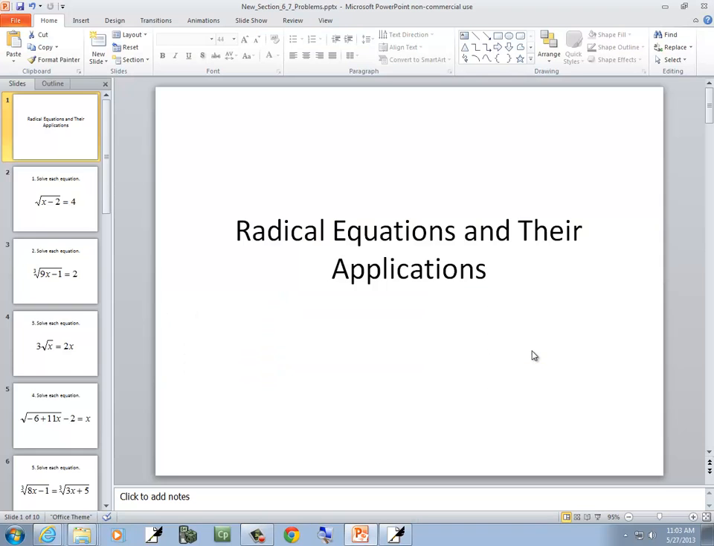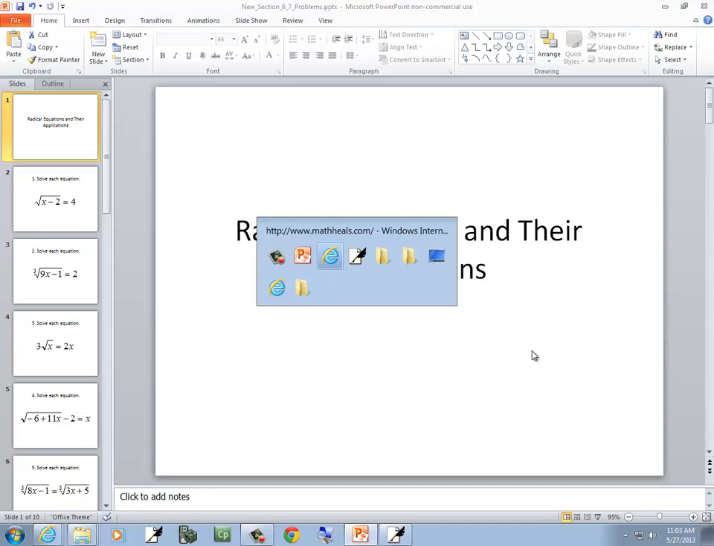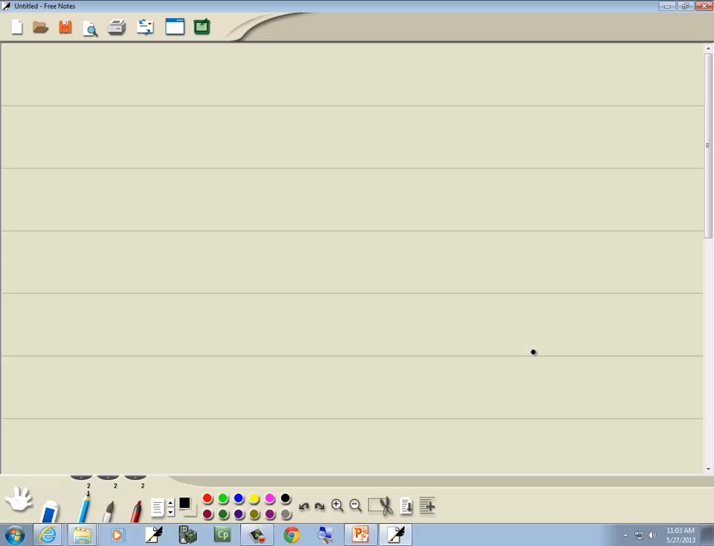Let's take a look at radical equations and their applications. Specifically, we'll just be looking at radical equations. As you might expect, a radical equation is one that has an equals sign in it for the equation part and has some kind of radical. Now, to solve a radical equation is what we're going to be taking a look at.